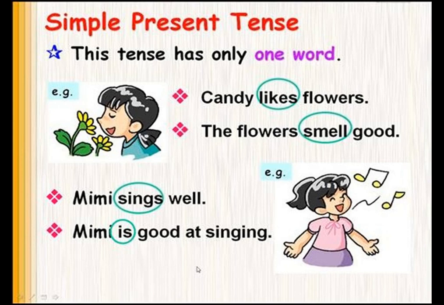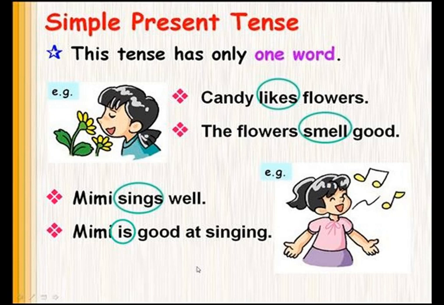Now here we can see an example of the simple present tense. In this example we can see the tense has only one word: Candy likes flowers. It is the simple present tense. That means likes is the word. In Candy likes flowers, likes is the simple present tense.